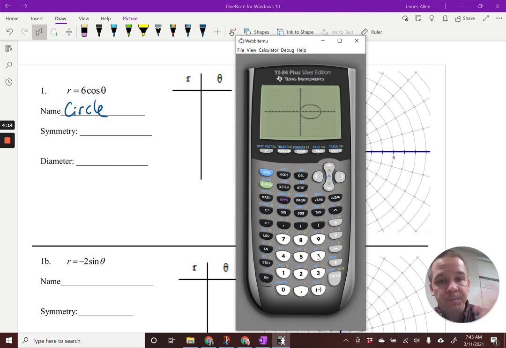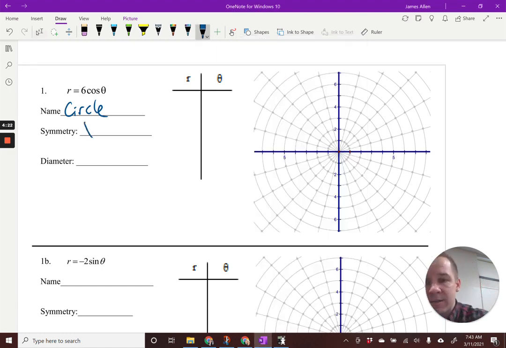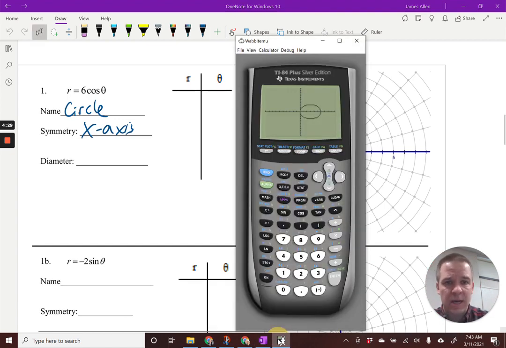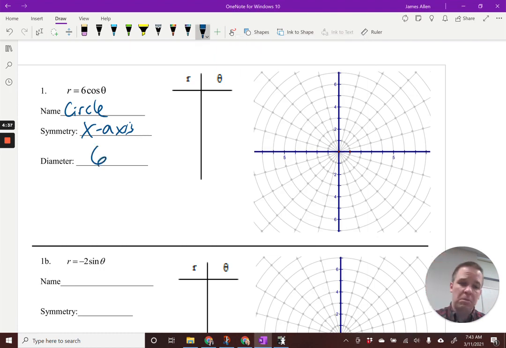Okay. So if we're talking symmetry here, what's our symmetry? Well, our symmetry is over that horizontal, that x-axis if we were in rectangular. So we can say x-axis. Okay, what's my diameter going to be? Well, if, again, I pull up this emulator here, we got 1, 2, 3, 4, 5, 6, just like the equation has there of 6. Our diameter is 6. Cool.